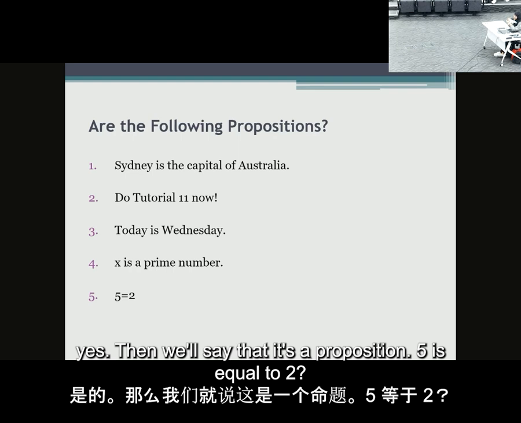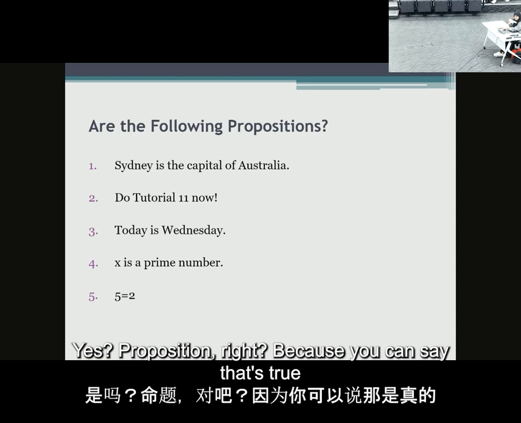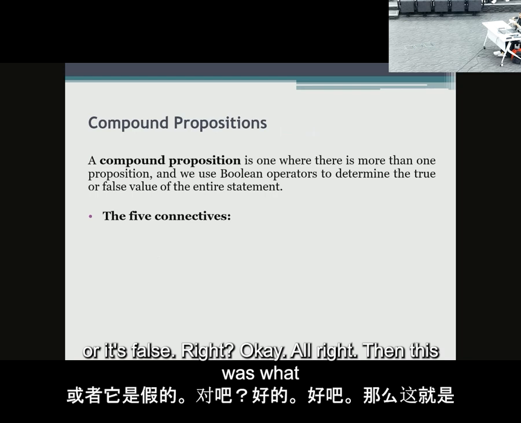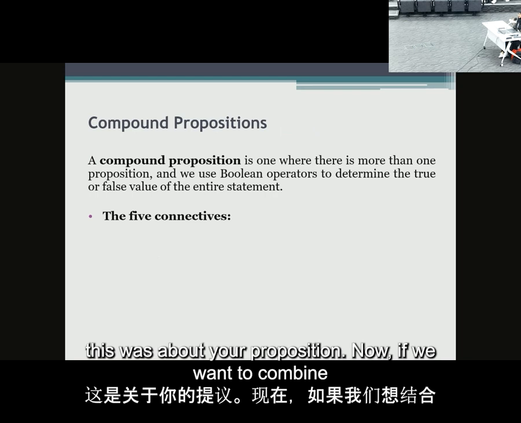5 is equal to 2? Proposition, right? Because you can say that it's true or it's false about it, right? Okay. All right. Then this was about your proposition.